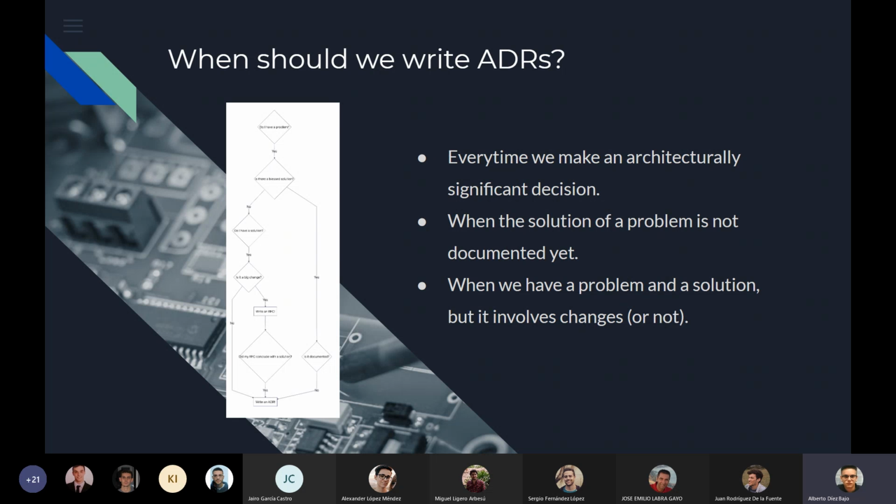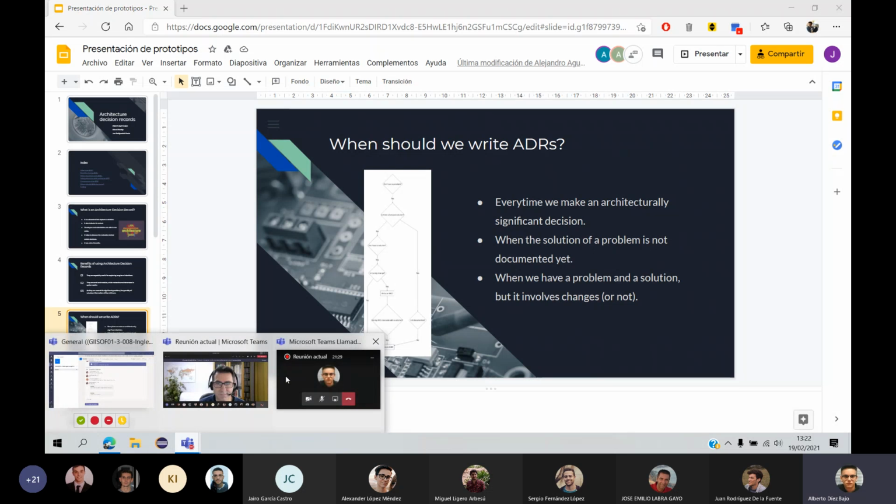The second is when the solution of a problem is not documented yet, and saving the solution for a problem could save our life many times, as we don't know when a problem could appear, and keeping track of how to solve a question is always worthwhile. And the last is when we have a problem and a solution involves changes or not. Even though a lot of questions that have no impact could remain undocumented, an accumulation of insignificant decisions, regarding the architectural aspect, could make a mountain out of a molehill, and that will be very complex to solve in the future. And now, Juan will keep talking about this.